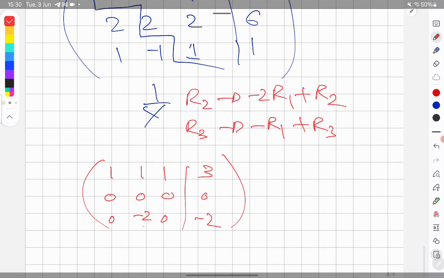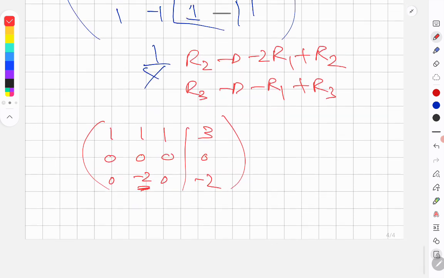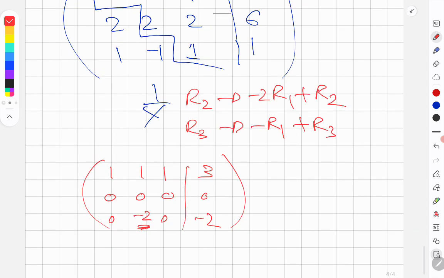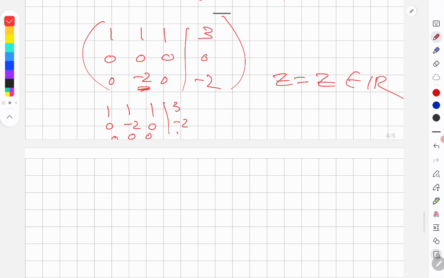Okay, there is a y term here. You can switch it up. There is no z term here, I'm avoiding doing that, but you can do it. So you see there is no z term here, so z is a free variable. This belongs to R. Z is a free variable. You see, this is X, Y, and Z. If I write it more clearly, it's 1 1 1 0 -2 0 3 -2, then the last line you have 0 0 0.